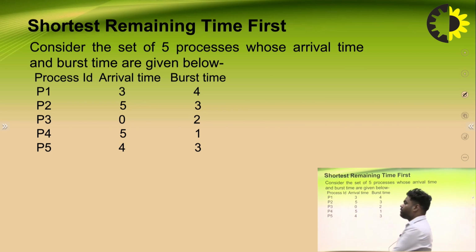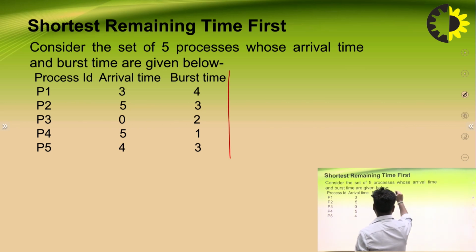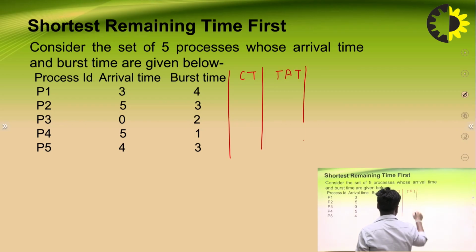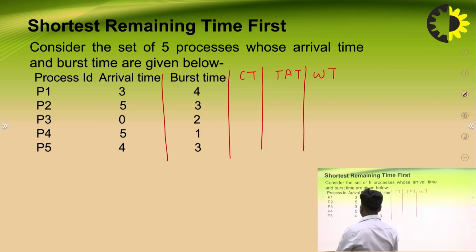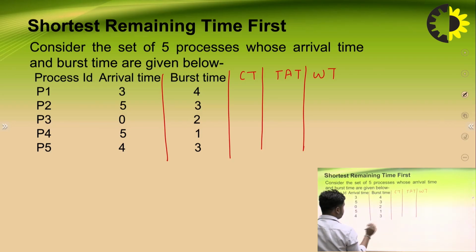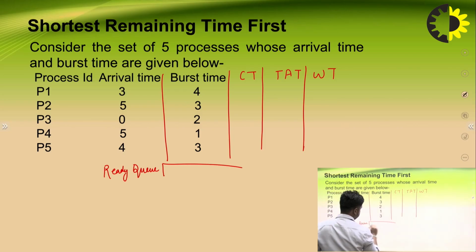I have taken the same numerical for this one. So I have to find the completion time, TAT, and waiting time. But first, this is the preemptive version of SRT, so we are taking the ready queue and Gantt chart.